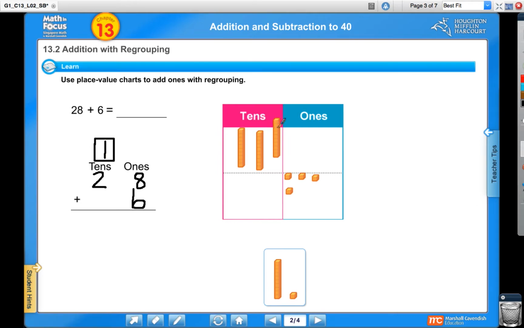So now this is just showing what I've done on my place value chart. Once I've built my 10 and I have finished that step, I want to go back and I want to count my ones. 1, 2, 3, 4. So I have 4 ones, and then I want to count my tens. 1, 2, and the one I made makes 3. So 28 plus 6 equals 34.